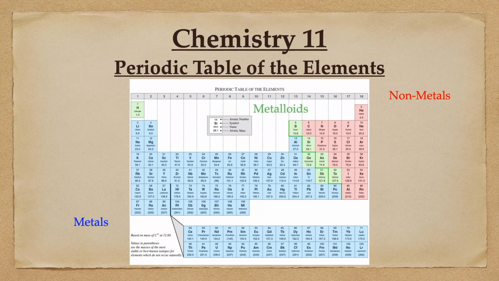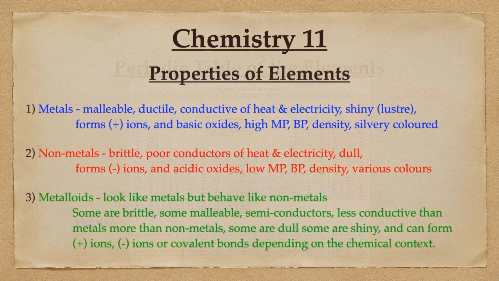Between the metals and the nonmetals, those elements touching the staircase, specifically boron, silicon, germanium, arsenic, antimony, and tellurium, go by a new name, and that's the metalloids. The metalloids are transitional metals between the metals and the nonmetals, and so have a blend of properties. The metalloids look like metals, but they behave like nonmetals. Some of them are brittle, but some of them are malleable.